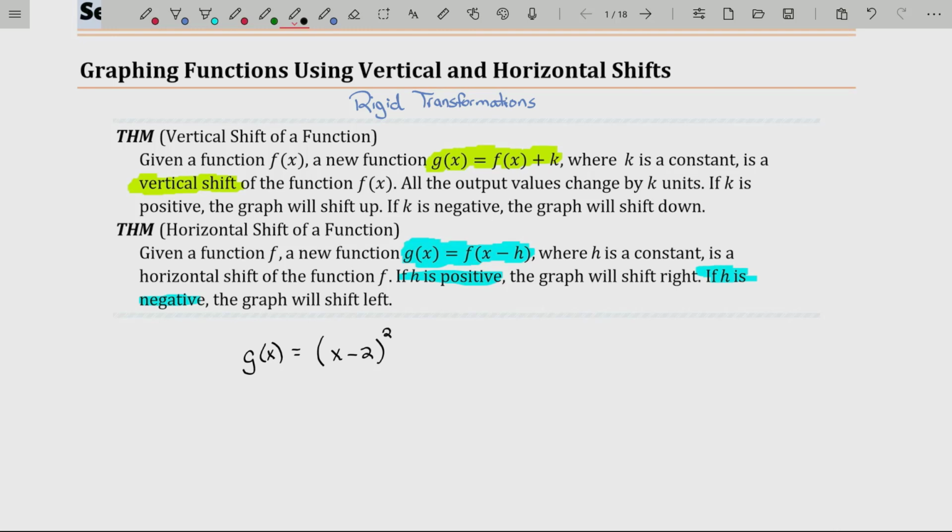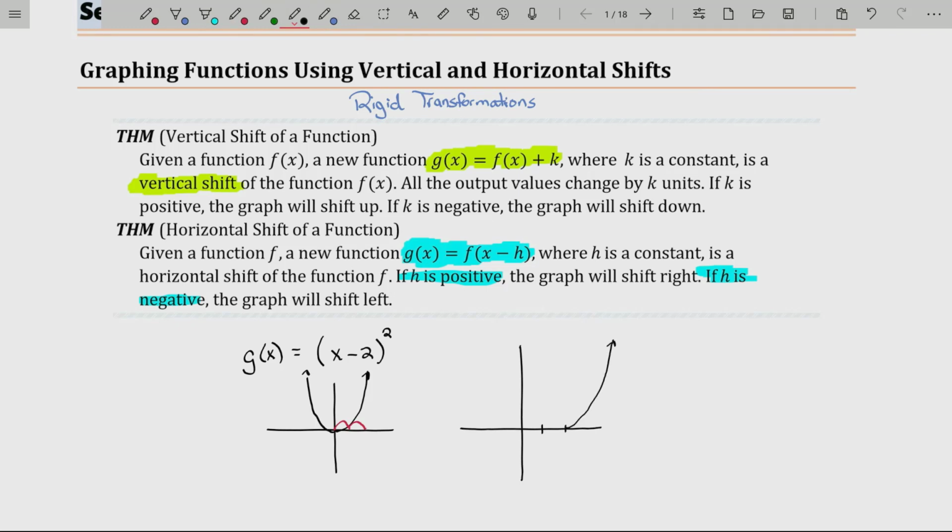Well, by that theorem, it says it'll look just like a parabola. We know that the parabola just goes through 0, 0, and 1, 1. And it'll move it 2 units to the right. So 1, 2 units to the right, let's just say. And so in the end, we get this wonderful 1, 2 units to the right.